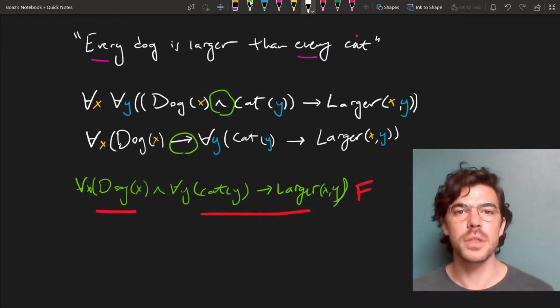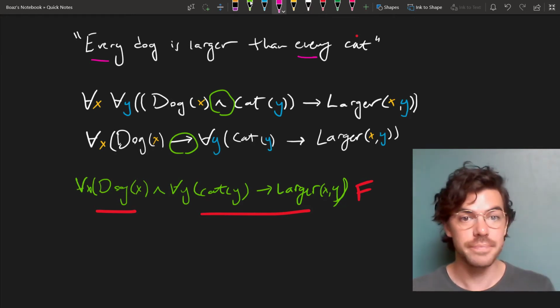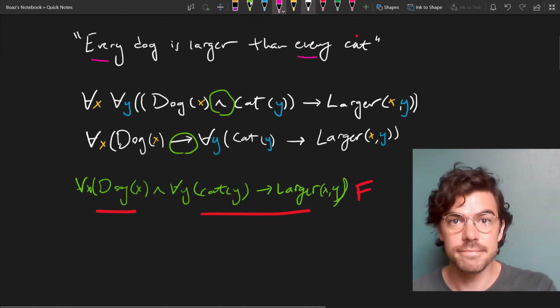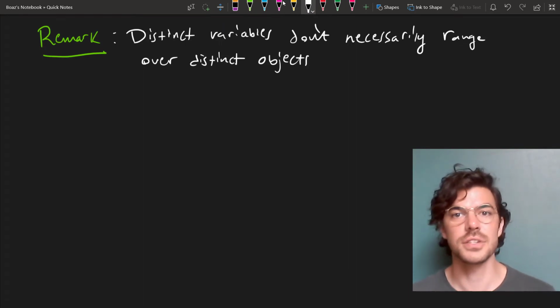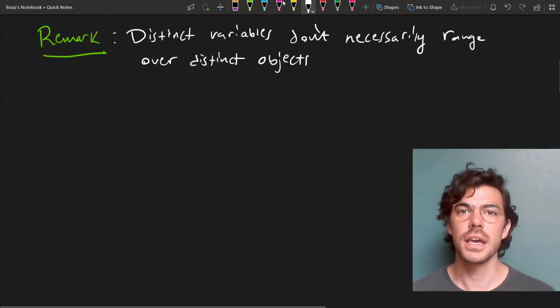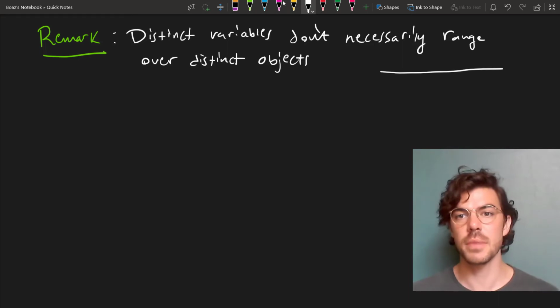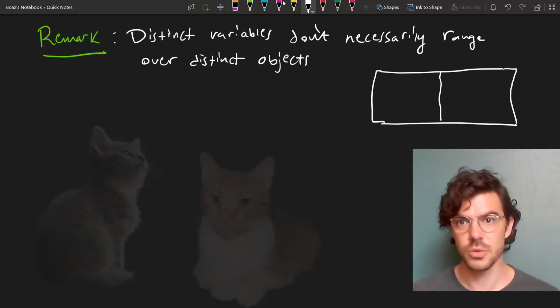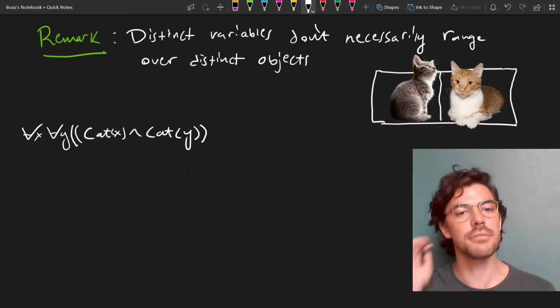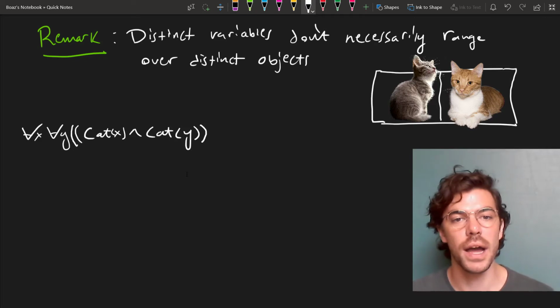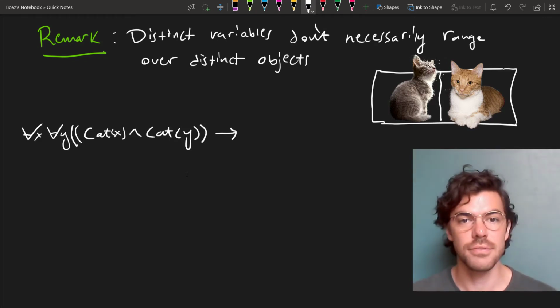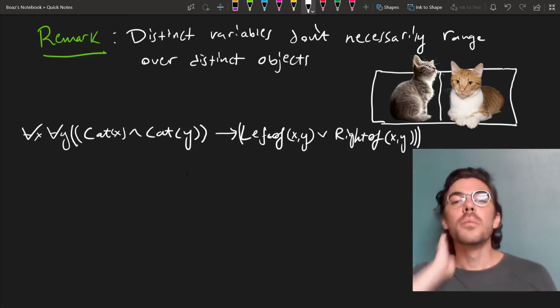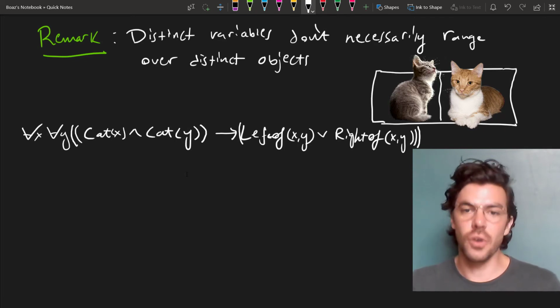I just want to conclude with a point about variables which leads to confusion even for those of us in the biz, and this is the following. Distinct variables do not necessarily range over distinct objects. Here's an example of what I mean. Suppose your domain of discourse is just this strip of sidewalk that's 2 blocks wide, and on these 2 blocks there are 2 cats. We might be tempted to say that for every cat X and for every cat Y, these cats are either left of each other or right of. But in fact, this sentence is false.